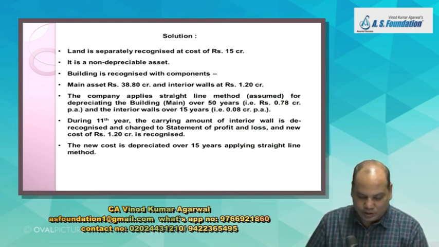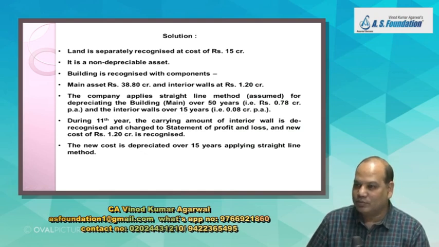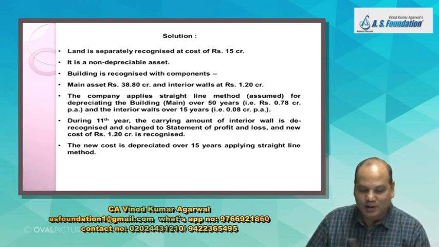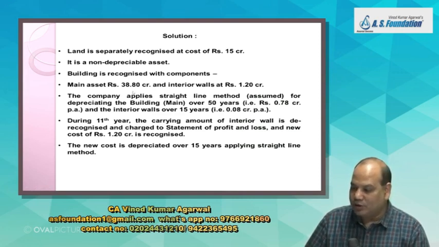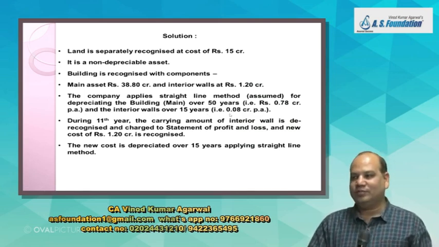Now write down: the company applies the straight line method. Again, I have written assumed, or you may assume WDV or SLM, for depreciating the building over 50 years. So take your calculator, 38.8 crore divided by 50. Be a little active. It comes to 0.78 CR per annum for the building. And for the interior wall, take 1.2 divided by 15, which is 0.08 CR per annum.